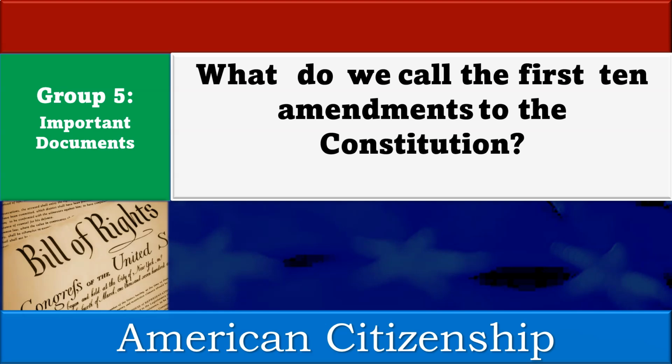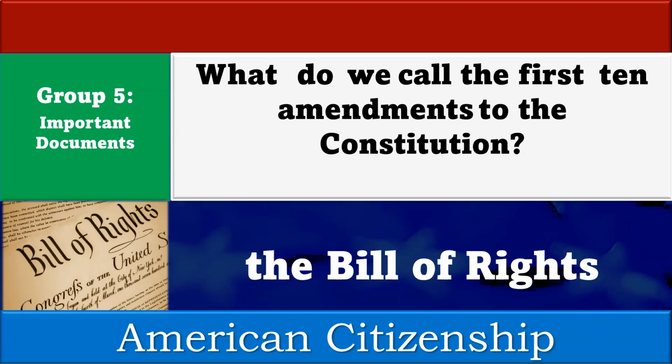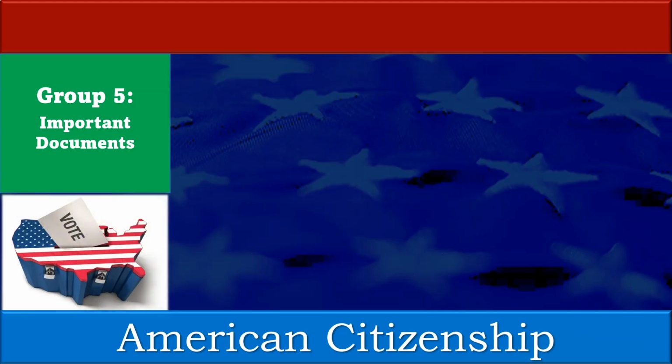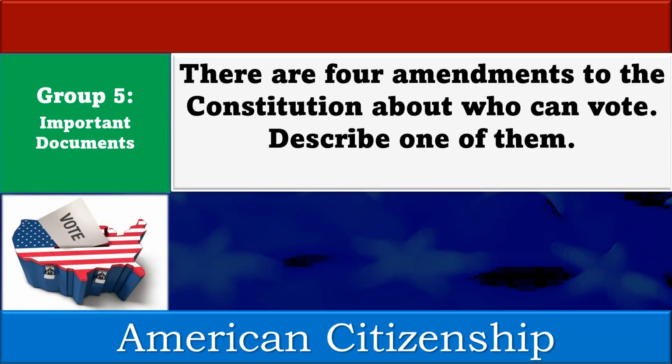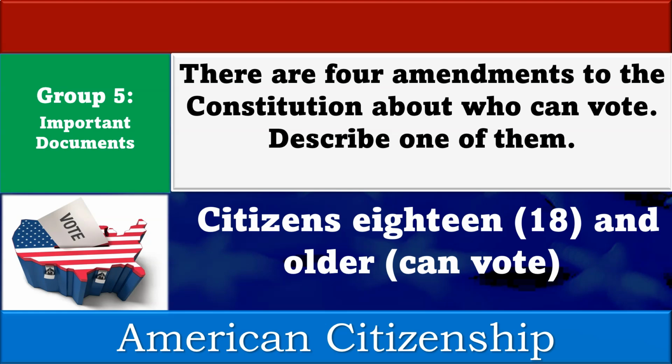What do we call the first 10 amendments to the Constitution? The Bill of Rights. There are 4 amendments to the Constitution about who can vote. Describe one of them. Citizens 18 and older can vote.